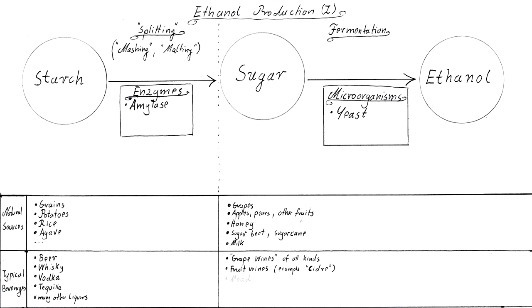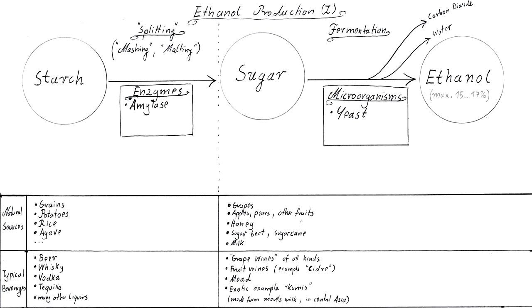Then of course mead, which is made from honey. And an exotic example is kumis, which is an alcoholic beverage made from mare's milk. It is a popular drink among some of the peoples of Central Asia. During the process of fermentation, not only ethanol is produced, but the waste products carbon dioxide and water as well. The absolute maximum concentration of ethanol that can be accomplished by alcoholic fermentation normally lies somewhere between 15 and 17%.